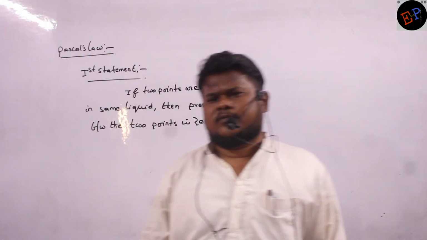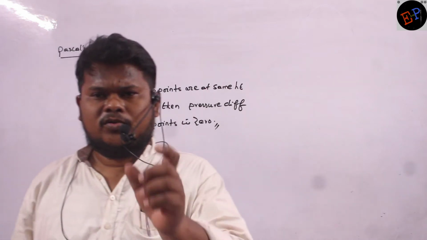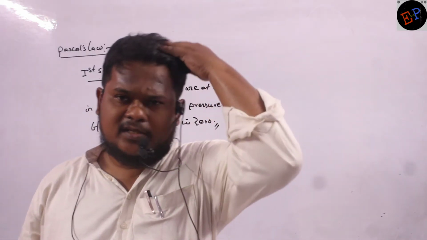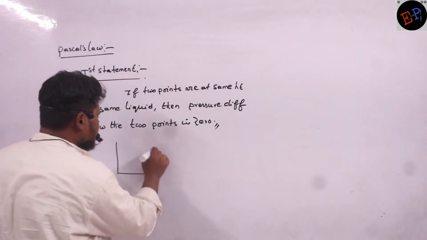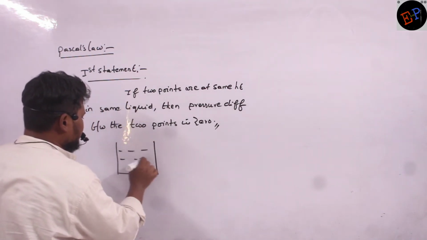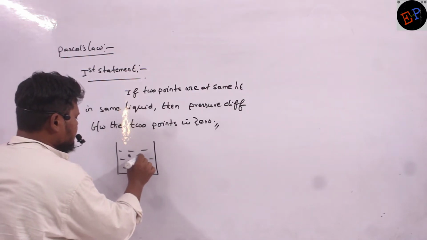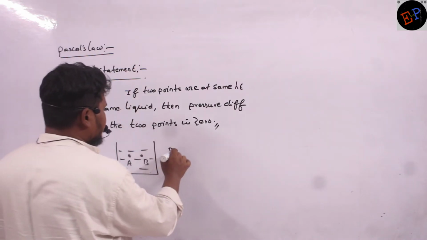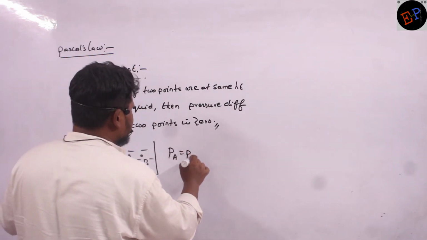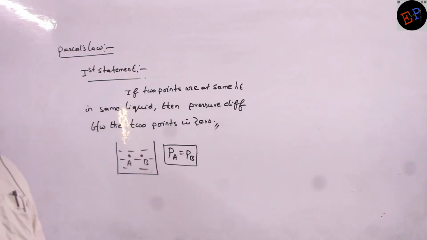Clear? For example, if you take any fluid or liquid and you take 2 points which are at the same height, at the same position, then definitely we can say that the pressure difference between them will be 0. We are taking 2 points, this is point A and this is point B, and both of them are at the same height. Then definitely I can say that the pressure at point A is equal to the pressure at point B. So this is one statement of Pascal.